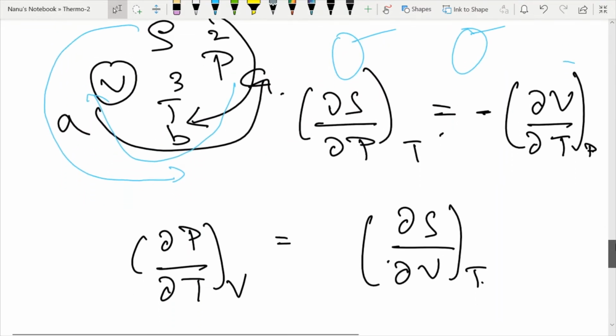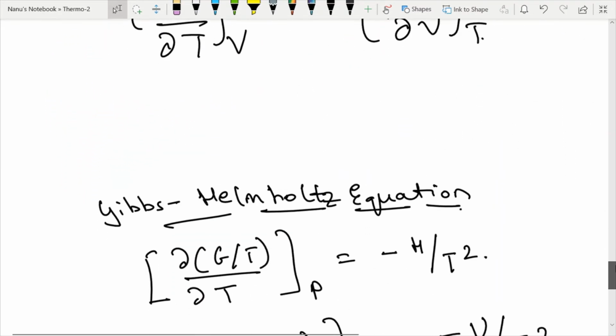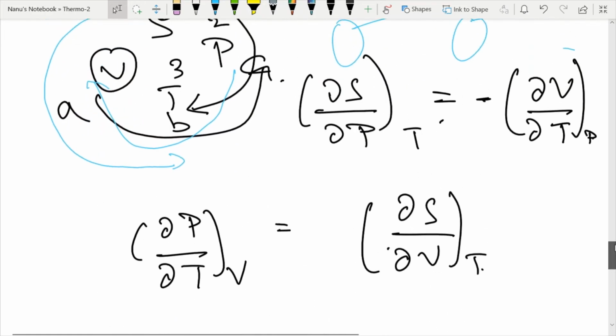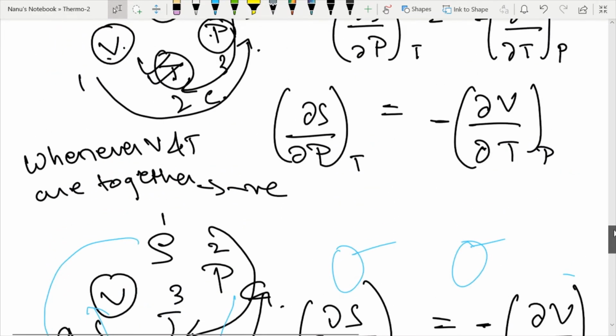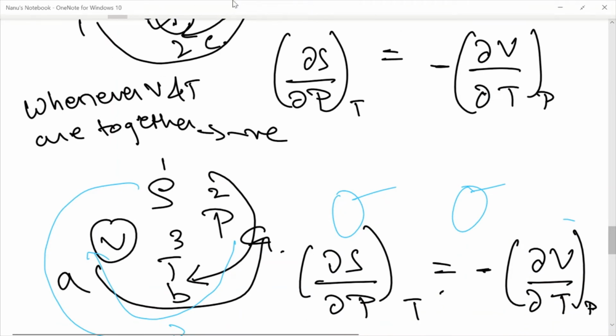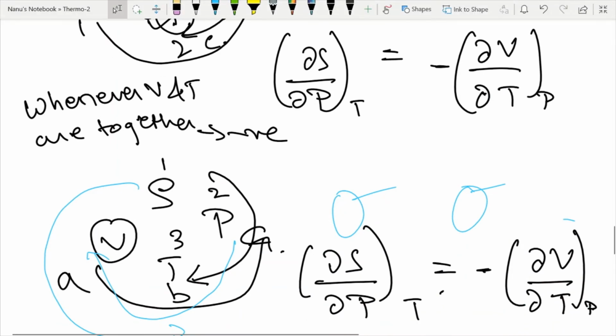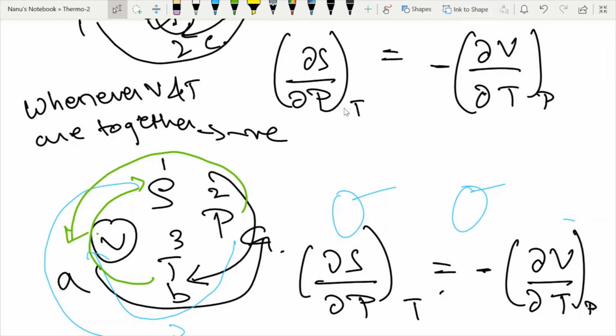Let me do some more circles over here. Let me take this green color. Let me take from T, going from T to S, and the other one will come from P to V, right? And for that, if I'm going from P to S, this will be dP on top. Okay, I'm going from T to S.